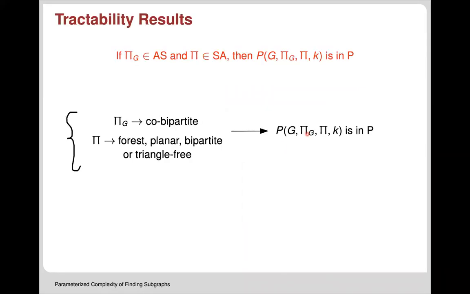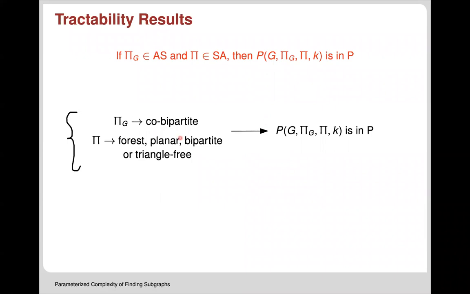Now, we have some tractability results in our paper, so we'll first go through them. The first case we consider is when your Π_G belongs to AS, that means it has all the cliques but excludes some of the independent sets, and your Π is in SA, so it has all the independent sets but excludes some of the cliques. Then we prove that this problem is in polynomial time.